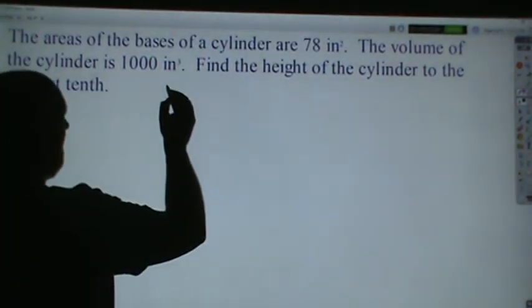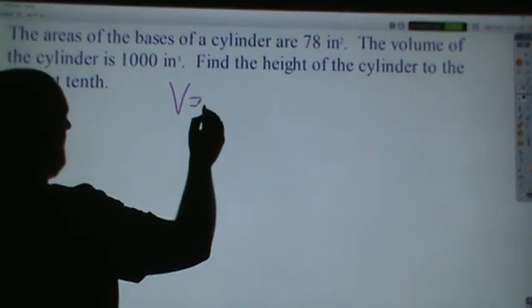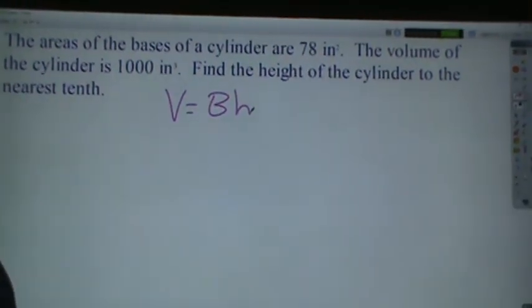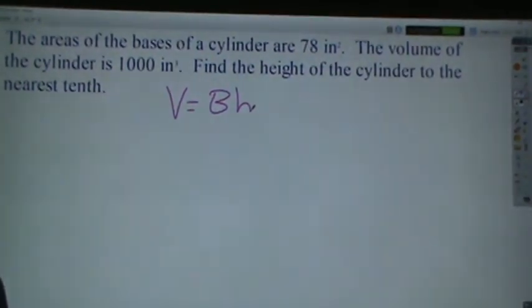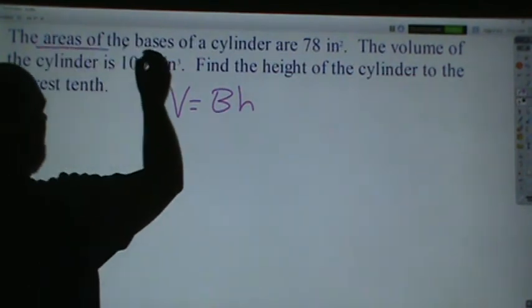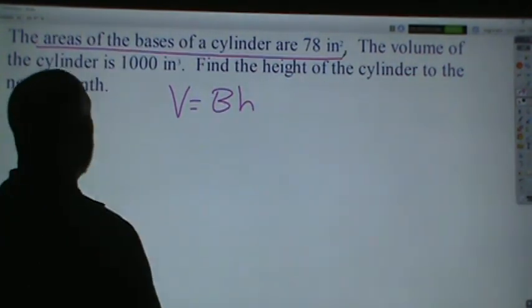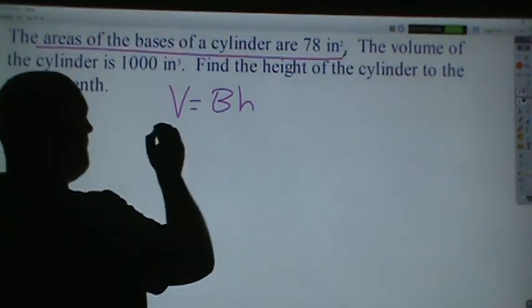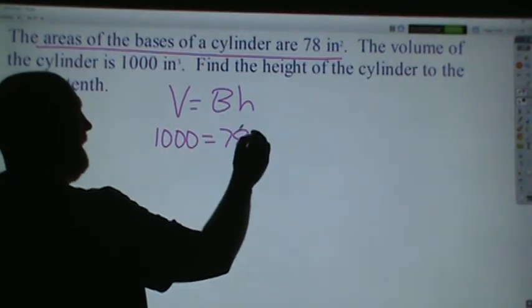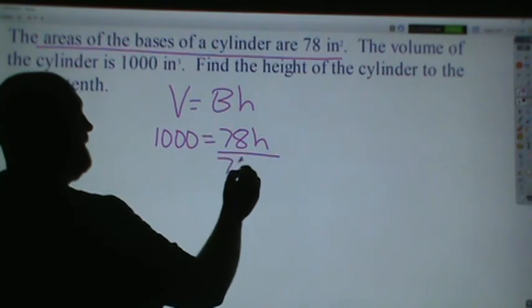So again, we have another volume problem. Volume equals area of the base times height. I don't have to put in a formula this time for the area of the base because they told me the areas of the bases are 78. They told me the volume was 1,000, so I can write 1,000 equals 78h and divide by 78 on both sides.